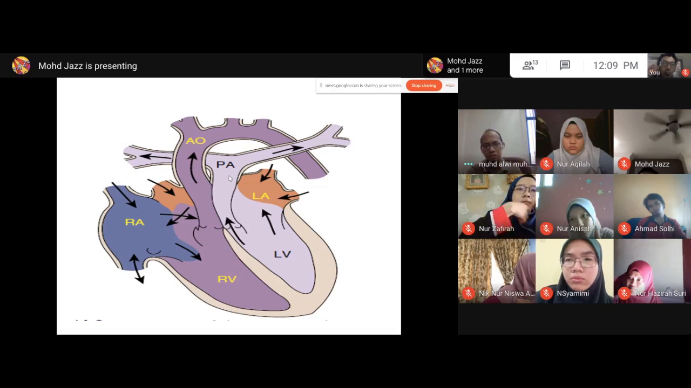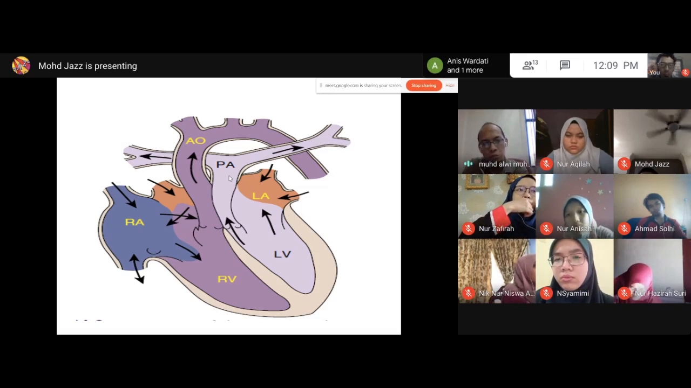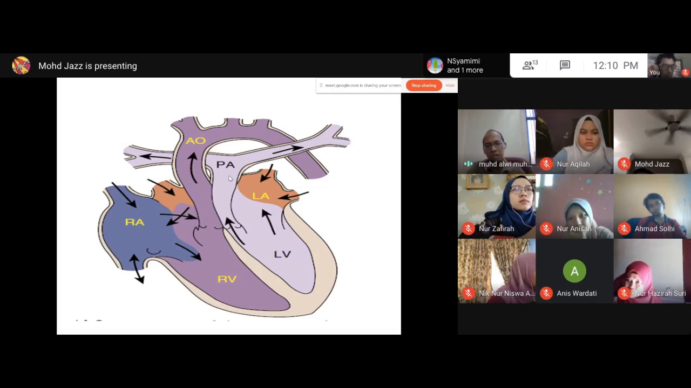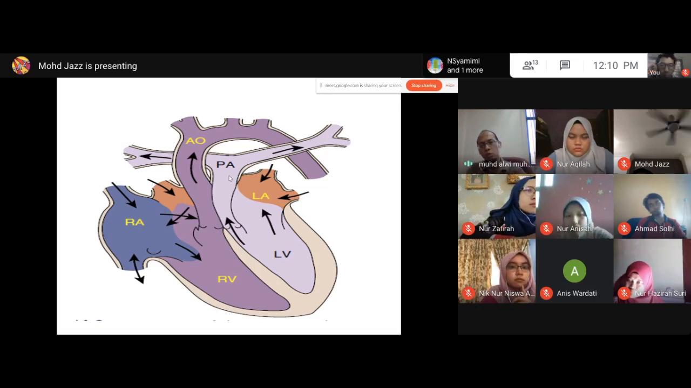Faham tak? Because the ECG reflects the movement of impulse from the SA node to the AV node and then to the bundle of His and Purkinje fibers, and then through the ventricles, iaitu the flow of the impulse. But because of the anatomical changes, you will see the disruption of the flow. So the SA node will change position. Okay, that's why you'll see the changes in the P wave.